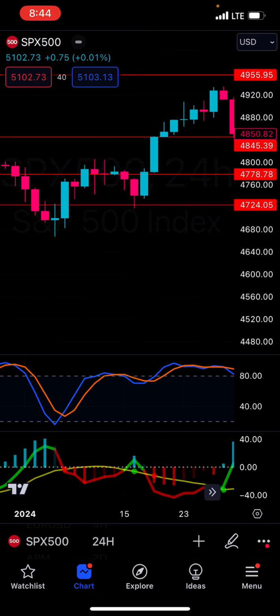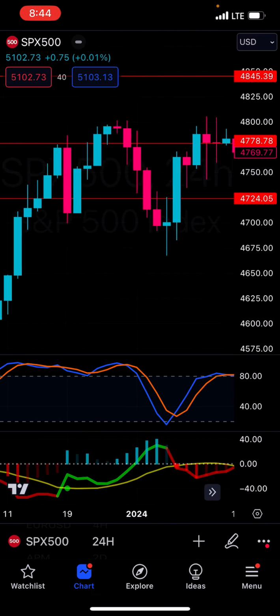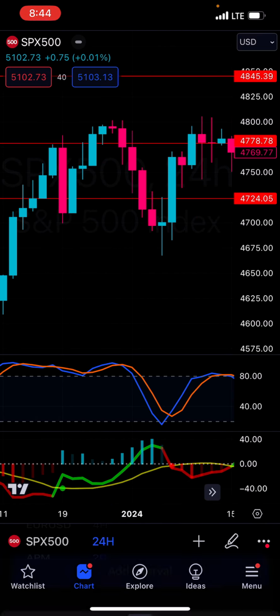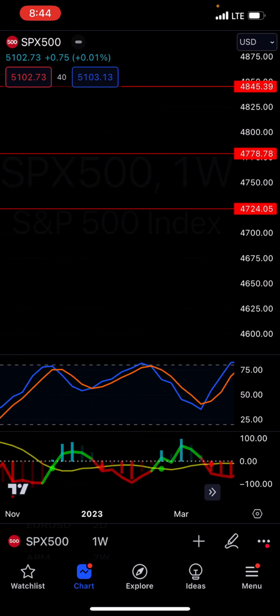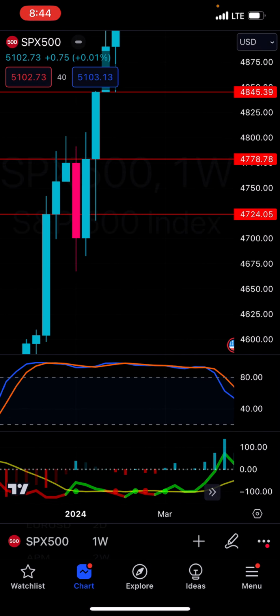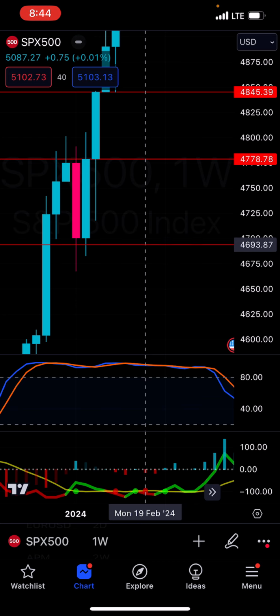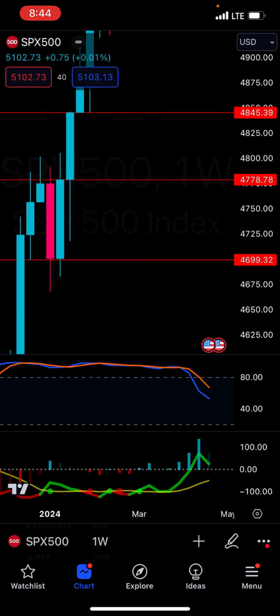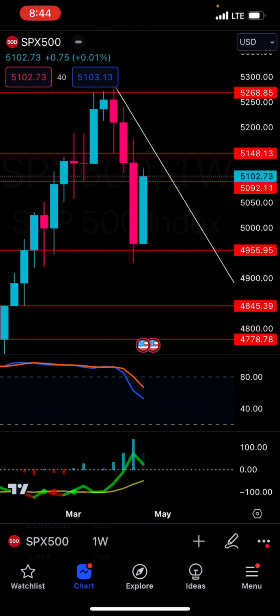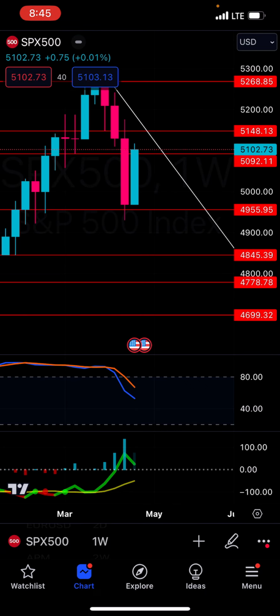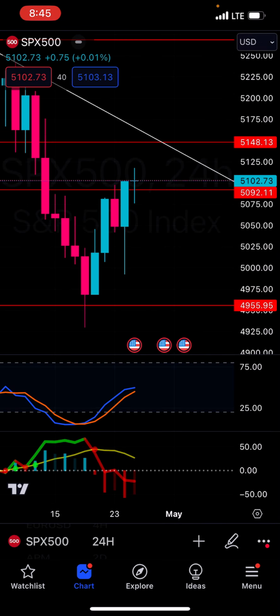Actually, let me see where this one's at. I don't like this one because it doesn't work. I like this level better right there. Usually I do 3 wicks. So these are my weekly levels right now, and this is very, very simple TA for you guys.